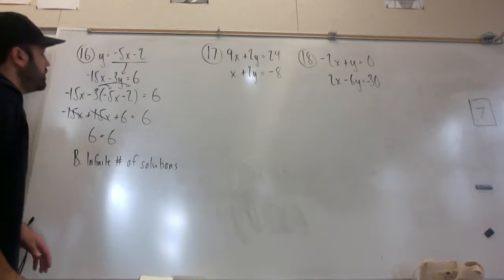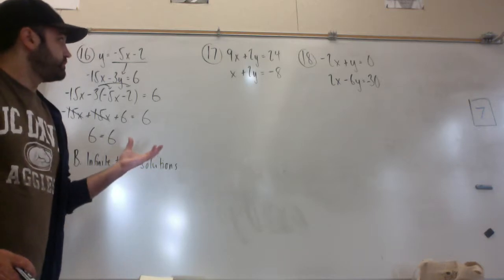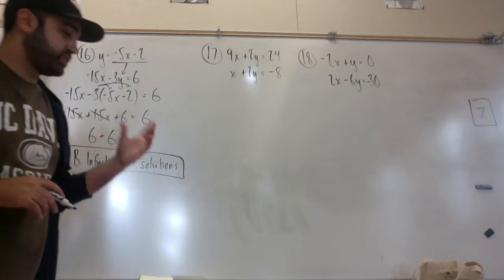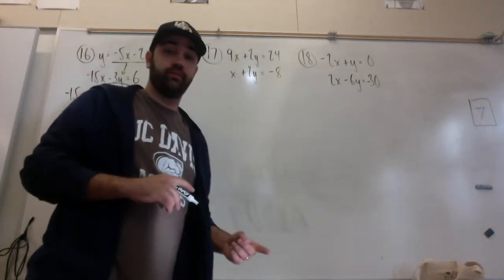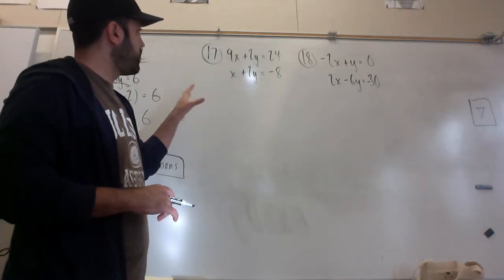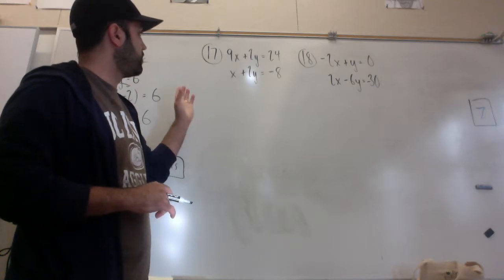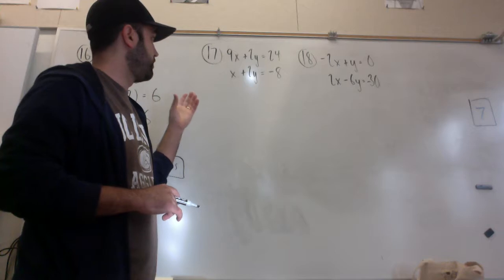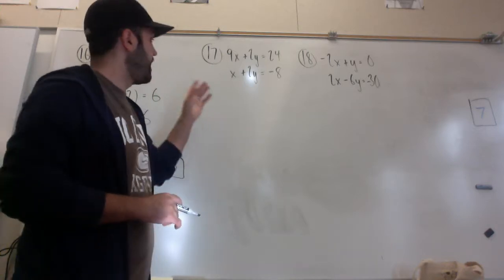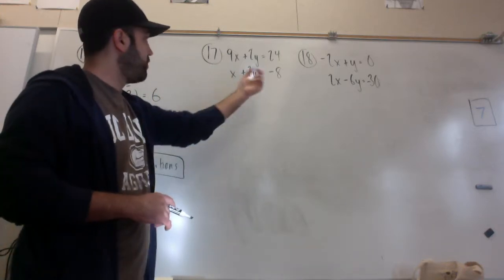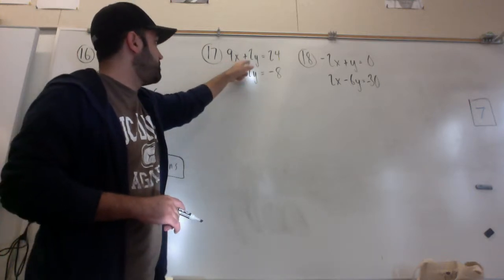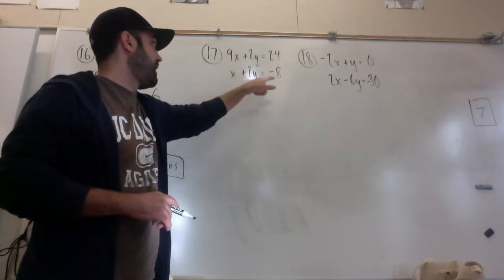Okay. 17 and 18. So let me box this. 17 and 18 are both solved by elimination. So when you're solving by elimination, you need to make sure that the two equations you're solving the system for are both in standard form. Ax plus By equals C. For both 18 and 17, that's already set up for us. Ax plus By equals C. Ax plus By equals C.